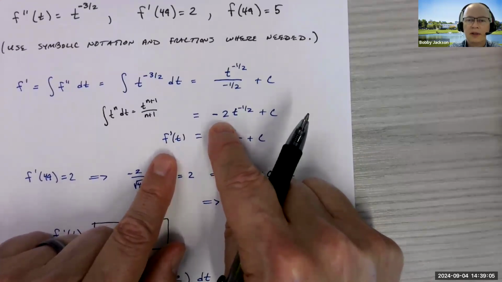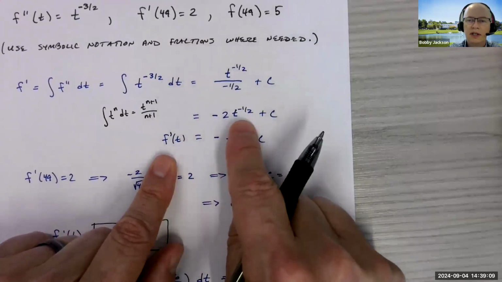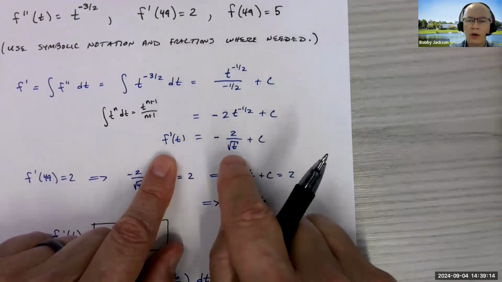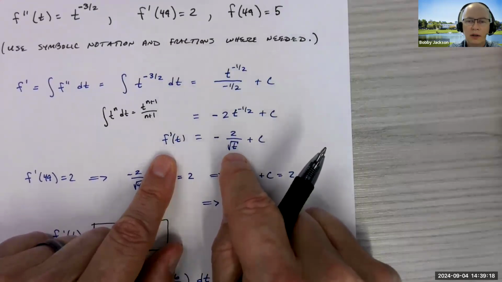And then just to rewrite this in fraction form, right? What does it mean to have t to the negative 1/2? It's 1 divided by t to the 1/2, or 1 divided by the square root of t. That's the way I would write this function, this derivative.